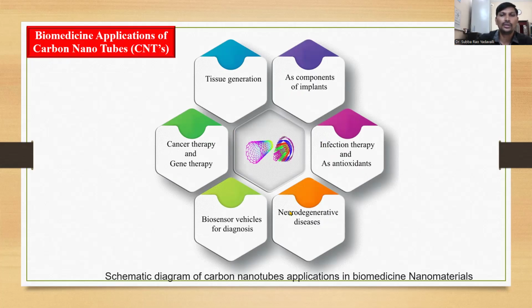And next one, neurodegenerative diseases. That means CNS depressants and stimulants. For this purpose, we are using carbon nanotubes. These are used as biosensor vehicles for diagnosis. And also these are used in cancer therapy and gene therapy. These are the biomedicine applications of carbon nanotubes.